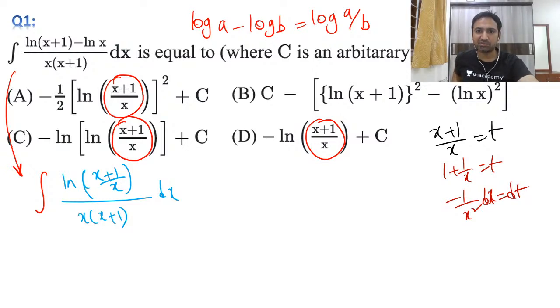So clearly, if I take x plus 1 by x as t, we are not getting anything. That means options A, C, D should not be correct. Why? Because if I take x plus 1 by x as t, we are not able to write everything in terms of x.